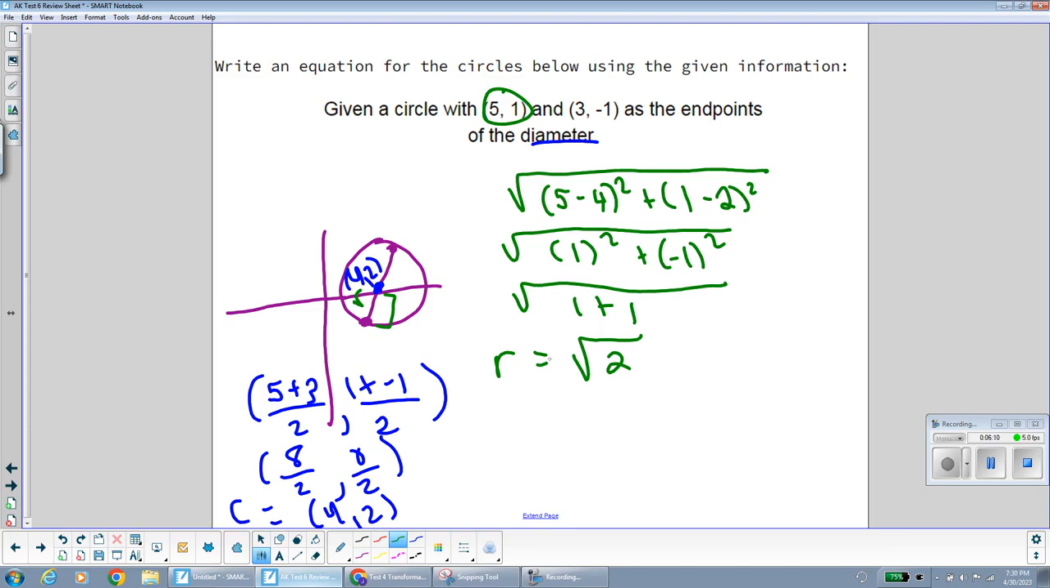So now that we have our center and our radius, we can write the equation of the circle. The equation is x minus the x coordinate of the center, which is 4, squared, plus y minus the y coordinate of the center of the circle, which is 2, squared, equals the radius squared. Radical 2 squared is just 2. A radical times itself is just the number underneath the radical, so you can also just write this as 2. I'm going to rewrite this simpler.